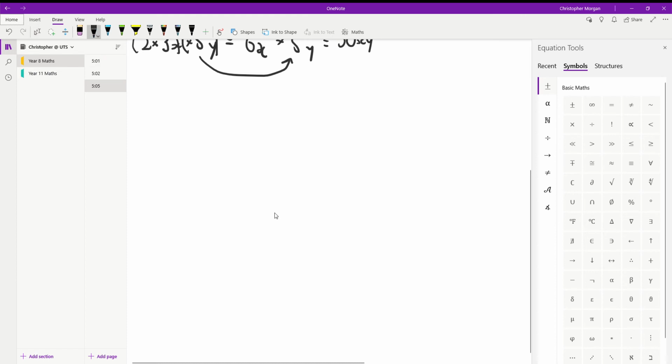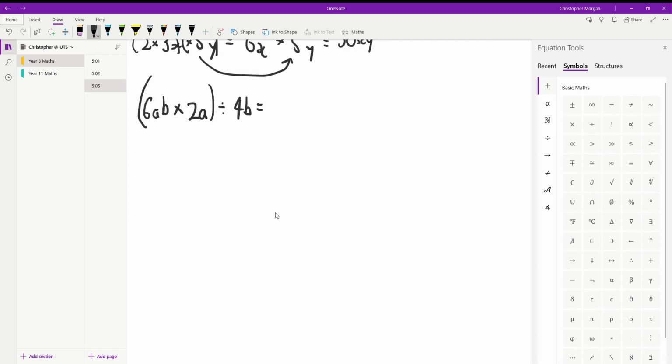So let's do this one right here. 6ab multiplied by 2a divided by 4b. And that equals. Alright, so again what we're going to do is ignore the last bit and just focus on this first bit right there.